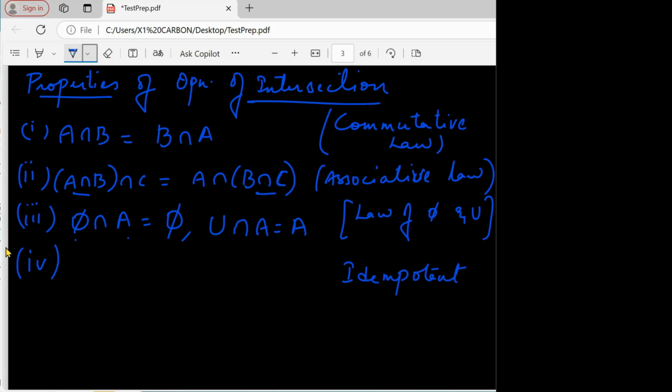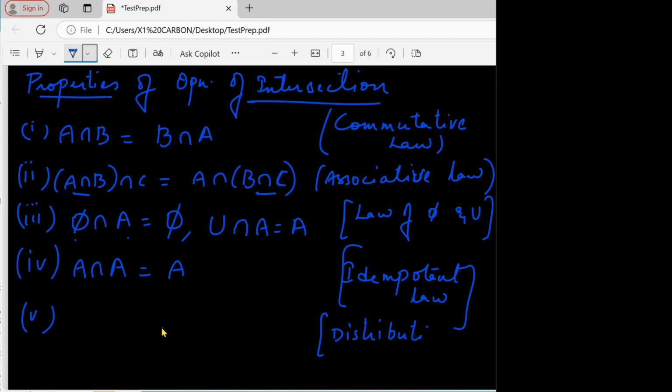what is idempotent law? We did A union A in the case of union, but here we would be doing A intersection A. So what is the element that is common in A itself? Obviously A. So all the elements that are present in A would be A intersection A. Now, one last property is my distributive law, which was not there when we were discussing the union.